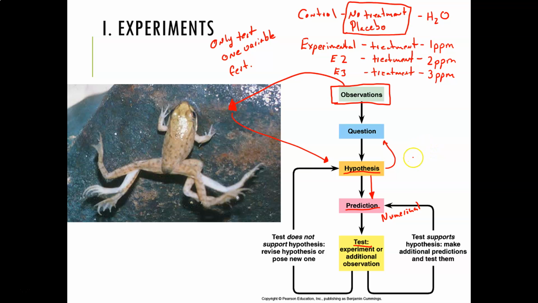The important thing again is that I'm testing one variable, and that variable is fertilizer. So I didn't test fertilizer with changes in temperature, because that would be too many variables. I wouldn't know if it is the fertilizer or the temperature that's actually causing some of these influences within these frogs. So I can have, again, several experimental groups, but I'm not going to go beyond just having one variable.